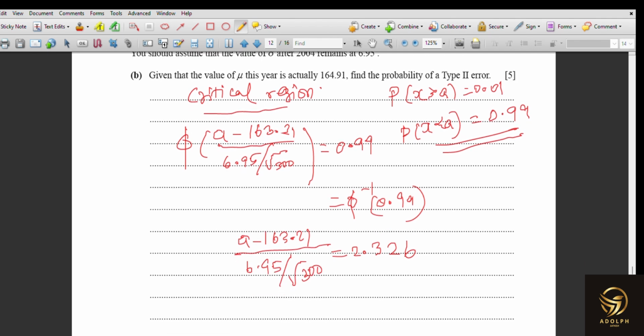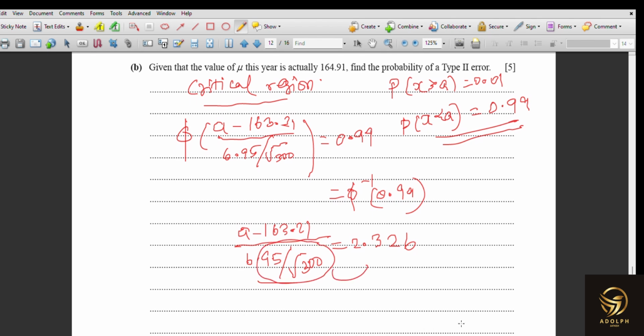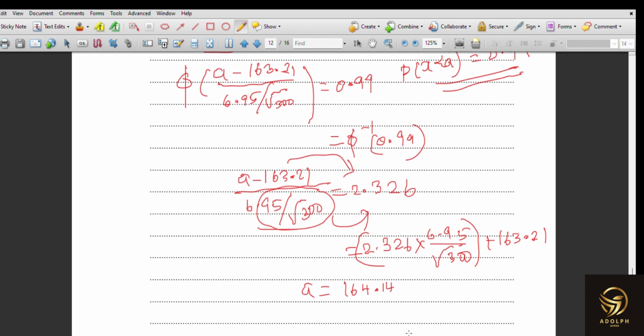300 gives this answer. And let us move this value to that side, which is 2.326 multiplied by 6.95 by root of 300. Then we'll move this one also to that side, the negative goes that side, it is positive 163.21. So the a value I'm getting after the calculation is 164.14. So I got the critical region value.